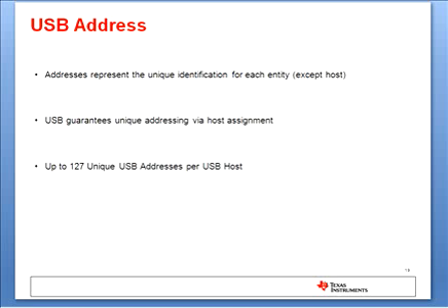The first terminology I'm going to introduce here is the USB address, and this is very analogous with the I2C address that most of us are already familiar with. USB address represents the unique identification for each entity. The exception, of course, is the host, because there's only one host in the system. The addressing that the USB implements guarantees unique addressing for each device on the bus, and this is done via the host assigning the USB address to the device, meaning that devices do not have an address by default. They have to wait until they are assigned one by the host.